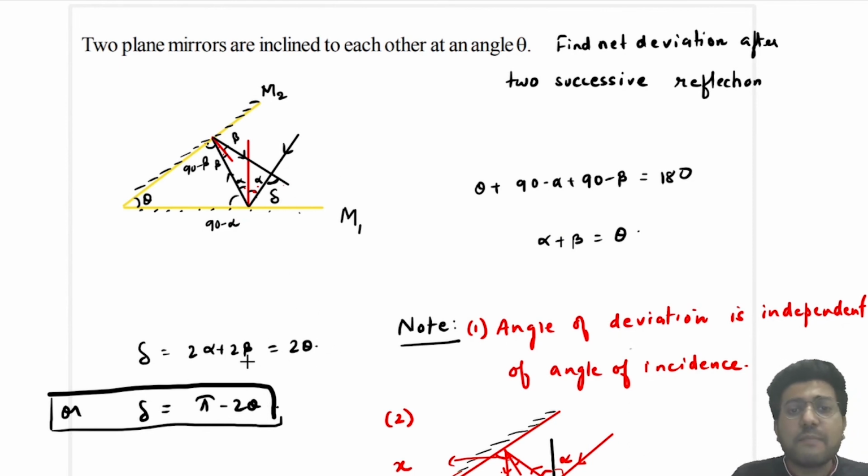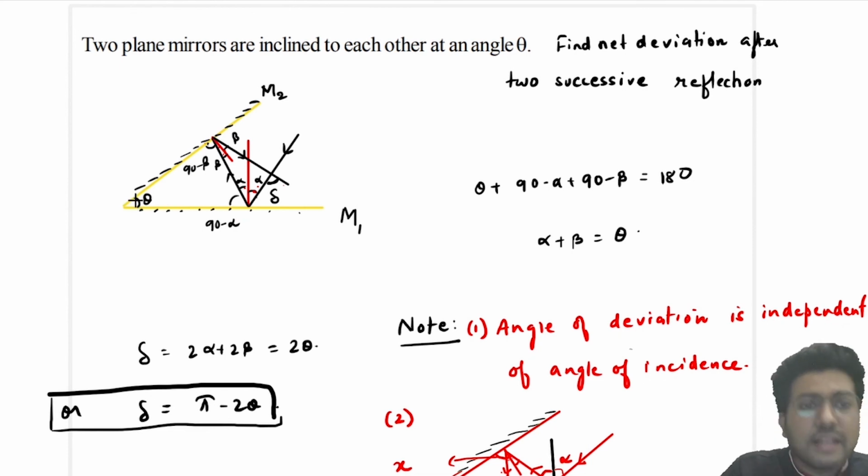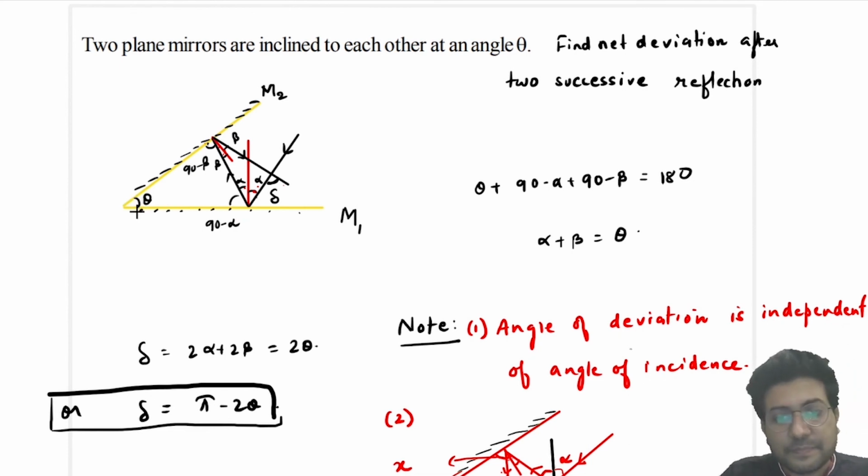There is a very important note here. You can see that the angle of deviation has come out to be independent of alpha or beta. That means the angle of deviation is independent of the angle of incidence. So the angle of deviation after two successive reflections will depend only on the angle between the two mirrors.